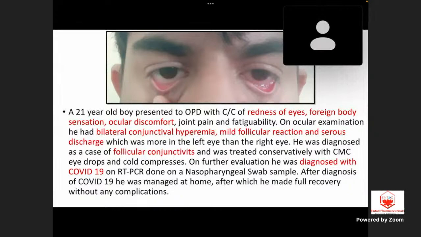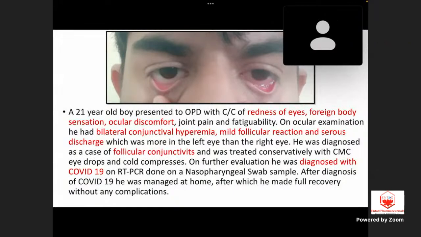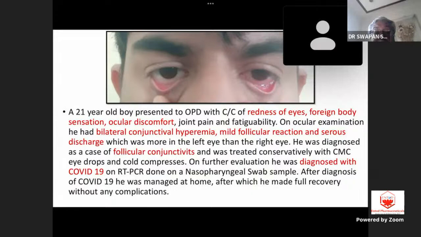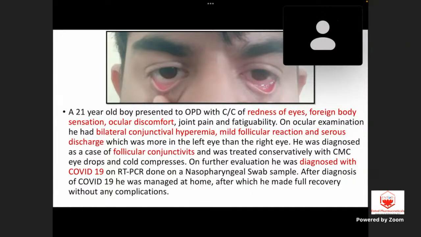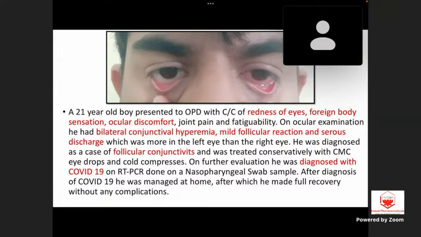A 21-year-old boy presented to OPD with chief complaints of redness of eyes, foreign body sensation, ocular discomfort, joint pain, and fatigability. On ocular examination, he had bilateral conjunctival hyperemia and a mild follicular reaction, which was more in the left eye than the right eye. He was diagnosed as a case of follicular conjunctivitis and was treated conservatively with CMC eye drops and cold compresses. On further evaluation, he was diagnosed with COVID-19 on RT-PCR done on a nasopharyngeal swab.